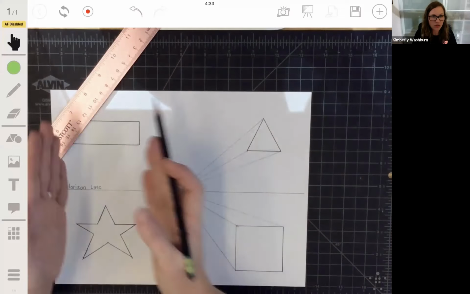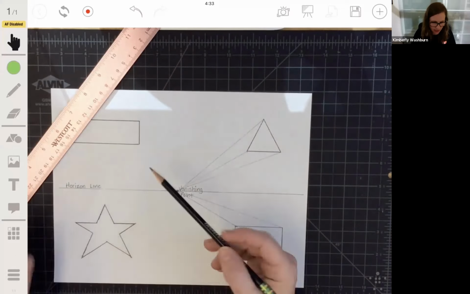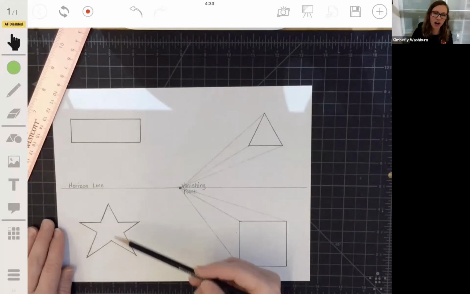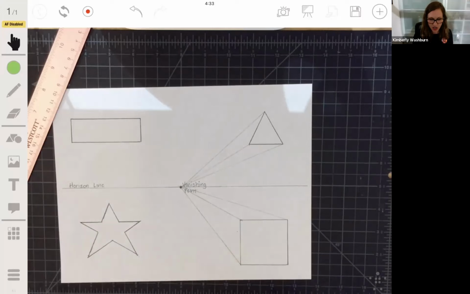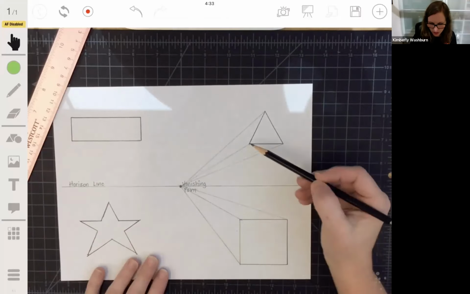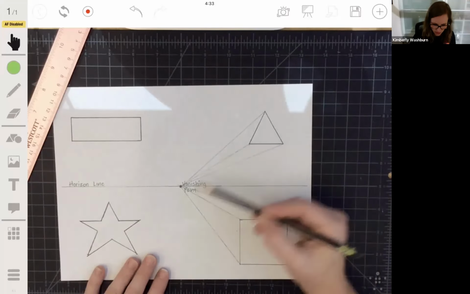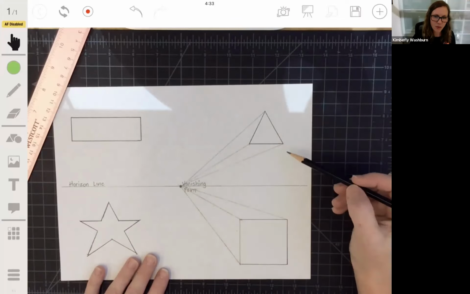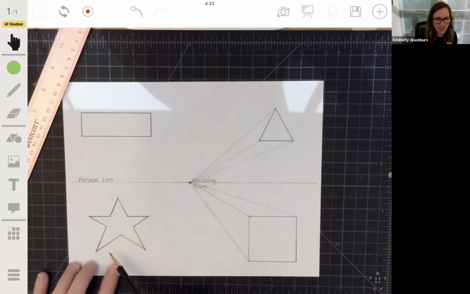Now, when you're working through these this week on your own, I'm going to let you practice the rectangle and the star on your own. Just remember, start with the point that is closest to the vanishing point and connect that one, and then connect your other points.